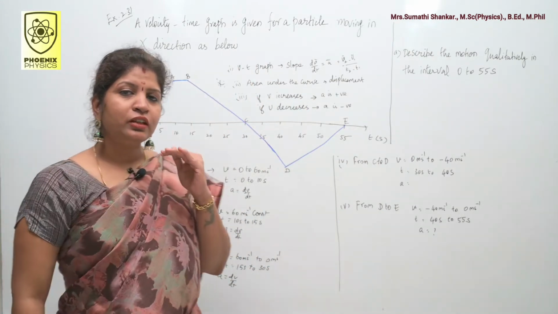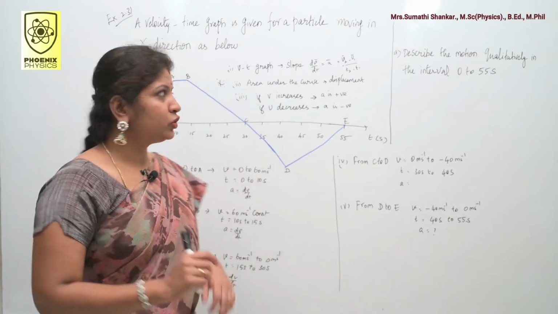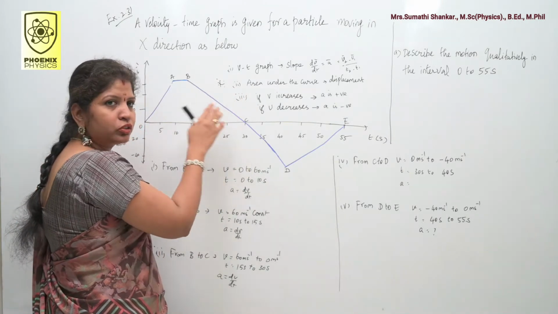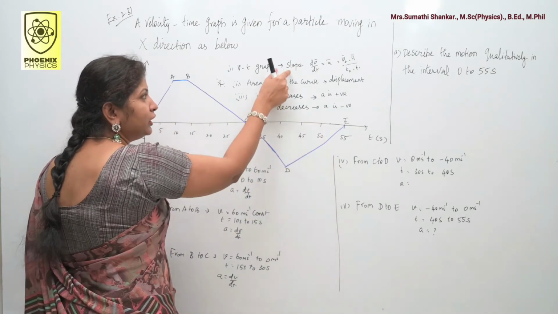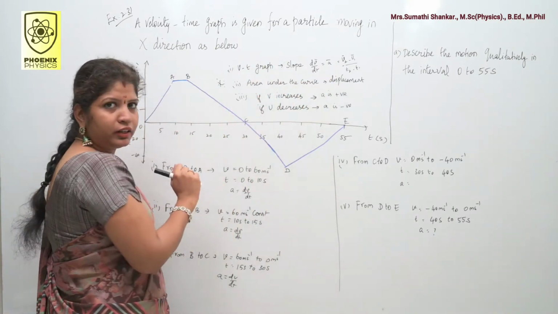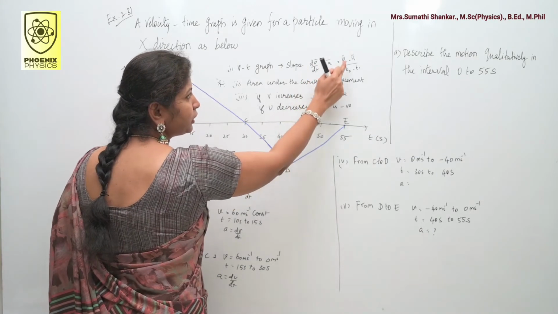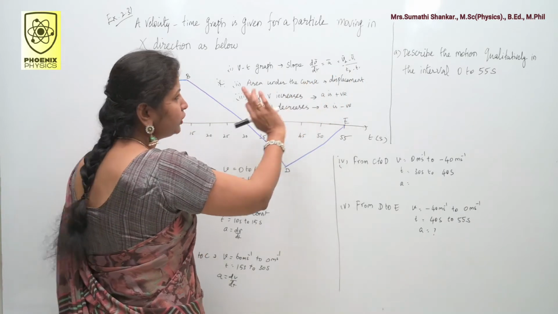Here for this problem you have to remember 3 important points. First one, in the VT graph, suppose the graph is plotted between velocity and time, the slope will give acceleration. So a is equal to dv by dt. It is nothing but v2 minus v1 divided by t2 minus t1. I hope you know that.